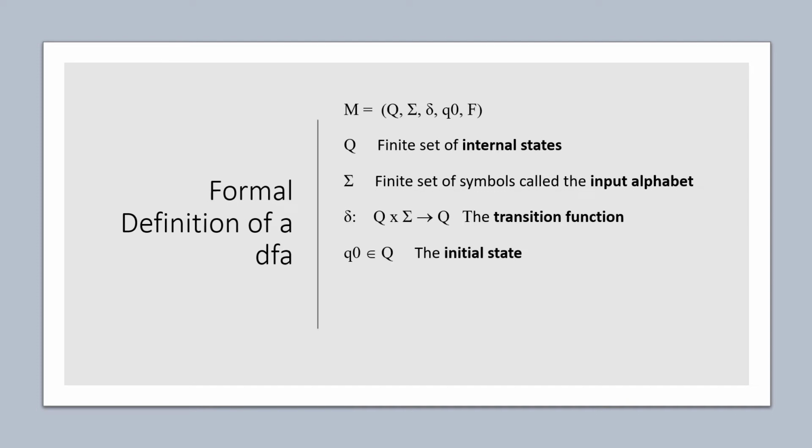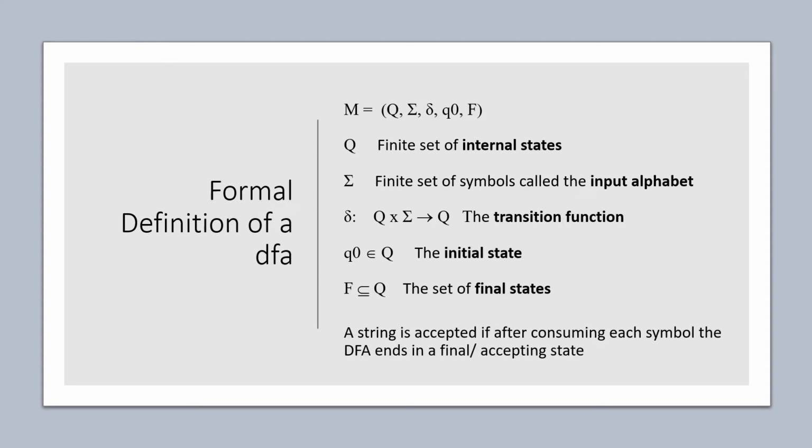Q0 is the initial state. So before we had 1 as the initial state. Now we have Q0 as the initial state. We'll number the states Q0, Q1, Q2. It doesn't really matter. That's just the convention that we'll be using. And F stands for the set of final states, which are also a subset of all of the states. All right, so let's do some examples.